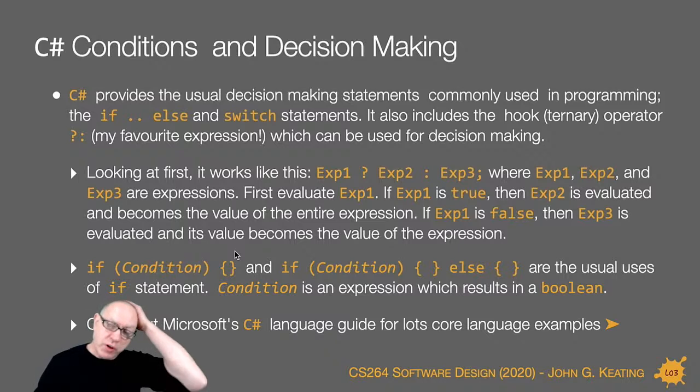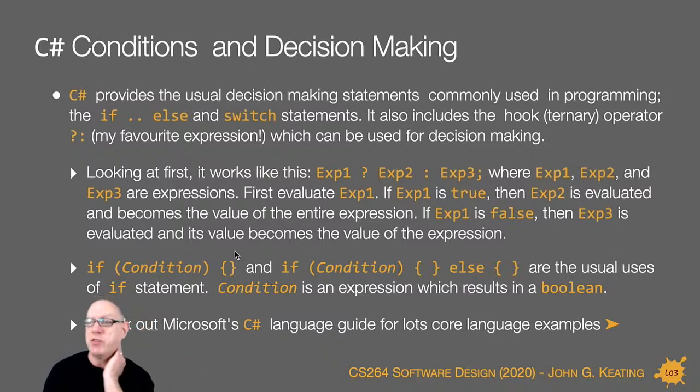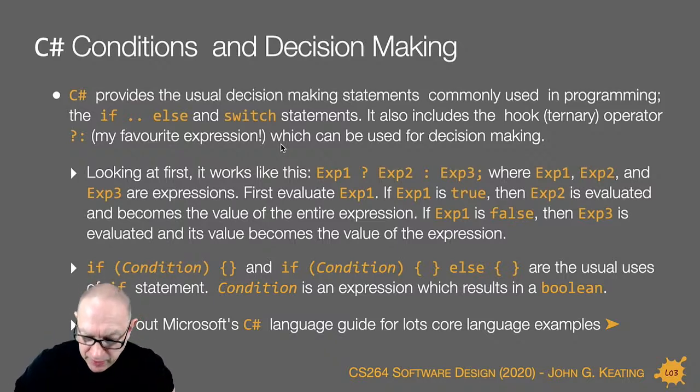The other thing we need to look at is C# conditions and decision-making. Again, C# provides you with all the usual stuff for making decisions: if else and switch statements. It also includes my favorite operator, the hook operator, or ternary operator, and that can also be used for decision-making. Now, I've read over the years that in software engineering they say you shouldn't really use the hook operator at all, because it makes program code complex and not easy to read. But I love it. I use it all the time, and I probably won't change at this stage in my life.